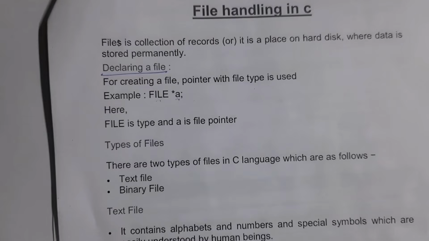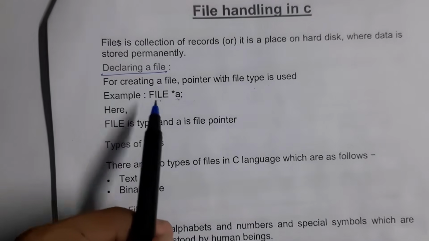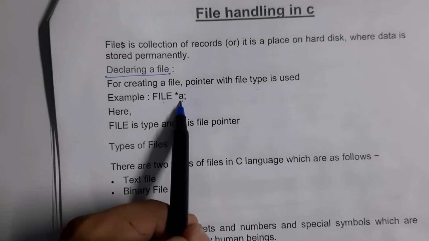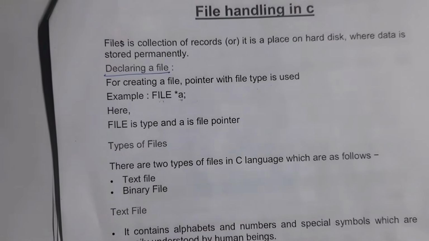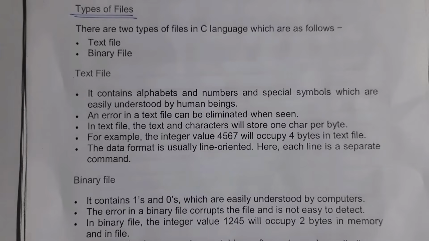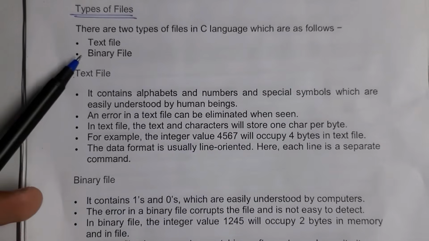This is an example to declare a file. We declare a file by using the FILE type along with a pointer variable. Here I took the pointer variable as A, where star represents a pointer variable. Next, types of files. In C language, files are classified into two types. One is text file and another one is binary file.